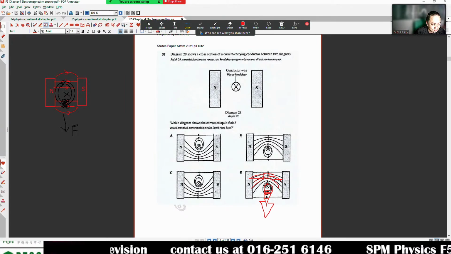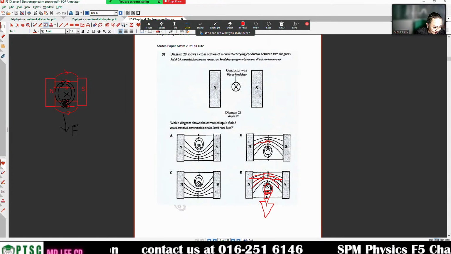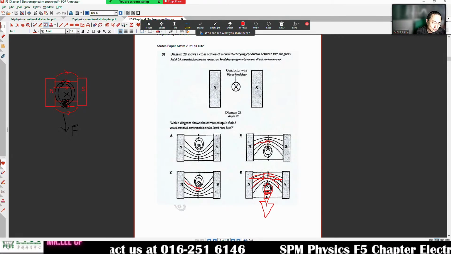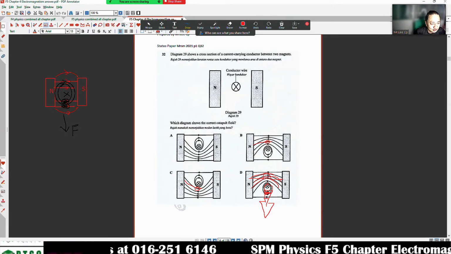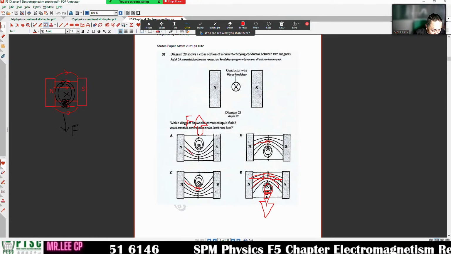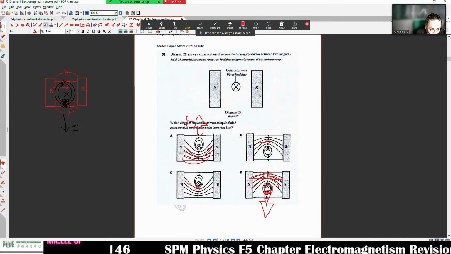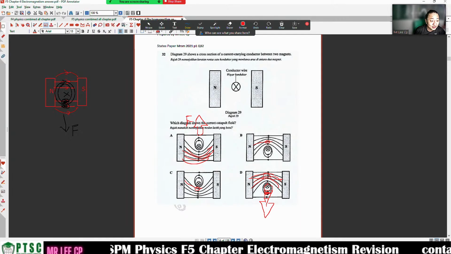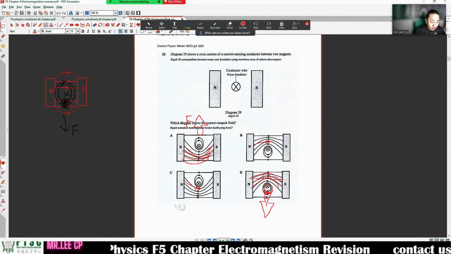This one, north to south, the direction is already wrong. This one, north to south, the direction is already wrong. This one should be upward though, the force. You see, here there is a lot of force pushing. So it goes upward. Am I right? Alright, so the answer is B.